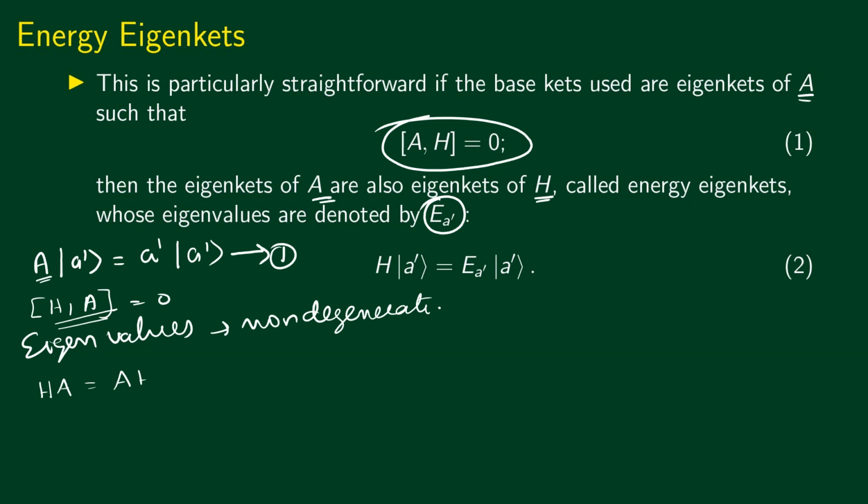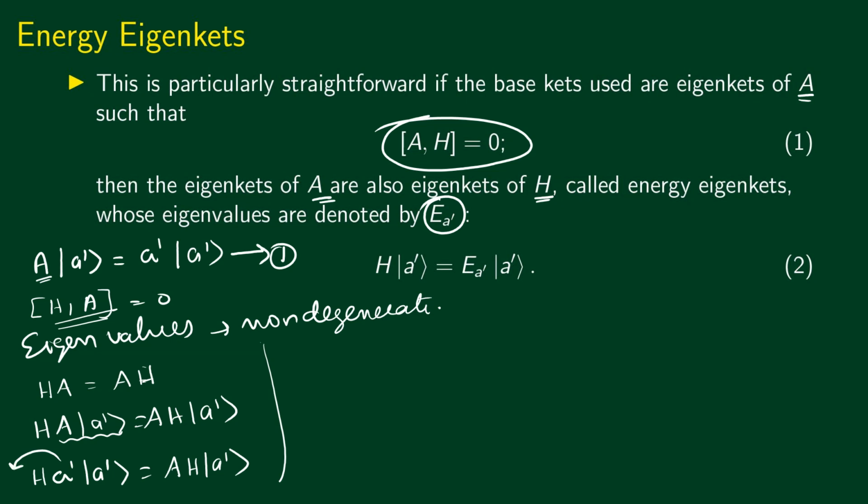So we get HA acting on ket A prime is equal to AH multiplied by ket A prime. Since this gives the eigenvalue equation, using the eigenvalue equation we can write H multiplied by A prime acting on ket A prime is equal to AH multiplied by ket A prime. Now, since a number commutes with any operator, we can write this as A prime multiplied by H ket A prime is equal to A multiplied by H ket A prime.